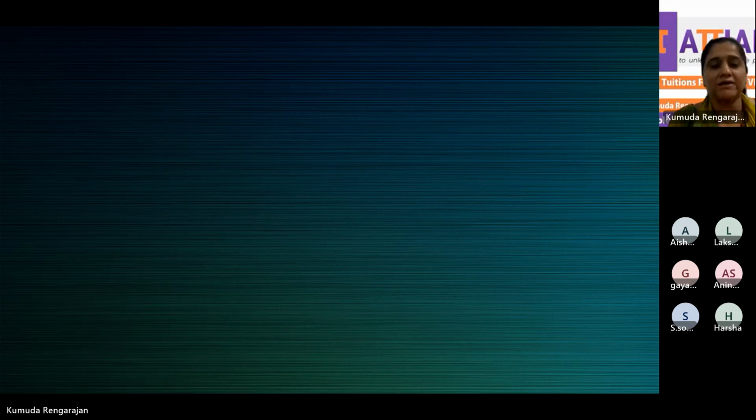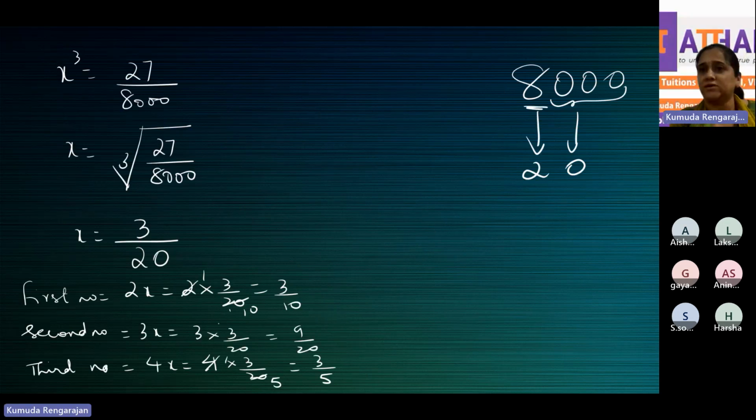And then you get x cubed is equal to 27 by 8000. Cube root of 27 by 8000, which is 3 by 20. And the numbers are 2x, 3x, and 4x. 2 into 3 by 20, 3 into 3 by 20, 4 into 3 by 20.